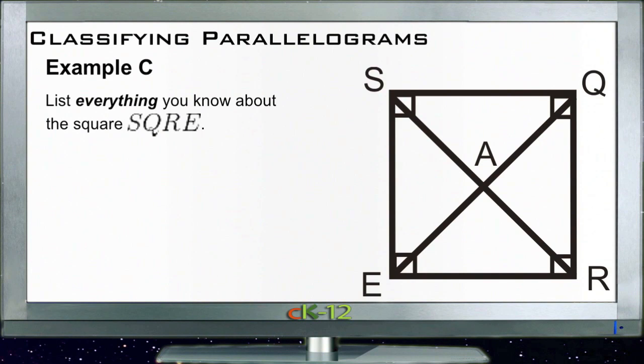Take a look at example C. I saw this question and thought, boy, I could really be a smart aleck. There's a lot we know about this square right here. I mean, we know it's black printed on white. We know it's in a book about geometry. We know I'm talking about it in a video. We could go on and on. But I don't think that's exactly what they were talking about.